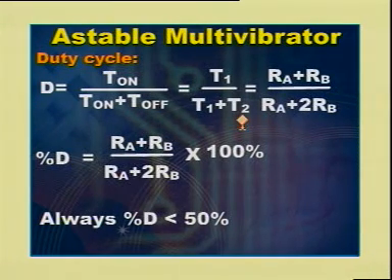T2 equal to 0.69 RB into C. Substituting these values for T1 and T2, we get D equal to RA plus RB by RA plus 2RB. Percentage duty cycle is given by RA plus RB by RA plus 2RB into 100%. In this astable mode of operation, we always get percentage D less than 50%.